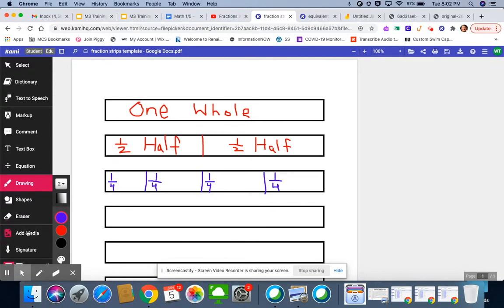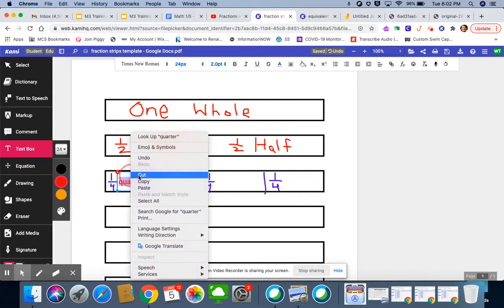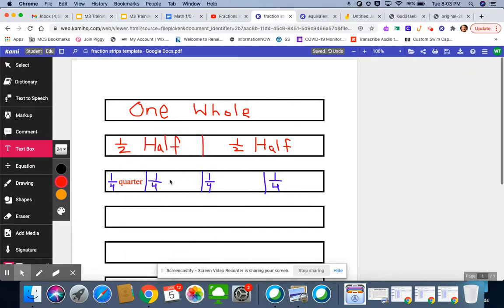I'm gonna do a text box though. It's not gonna let me paste it. So anyways, I will get that added in there in a minute. So we have a quarter, which I have 4 quarters, which if I have it lined up, it equals 1 whole or 2 halves.